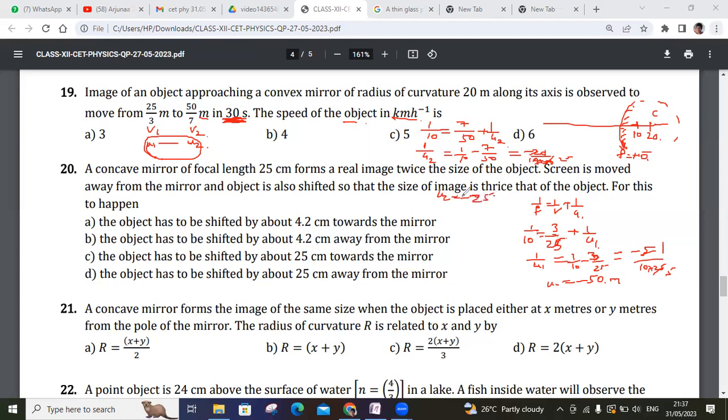So if you see, they don't want towards the mirror or away from the mirror. So the difference is 25 meter. So it is going 25 meter in 30 seconds. So this will be the speed, which is 5 by 6 meter per second. But they don't want it in meter per second. They want it in kilometer per hour.